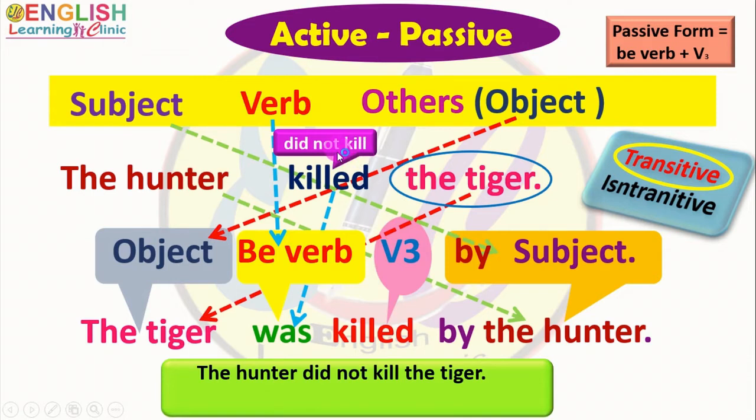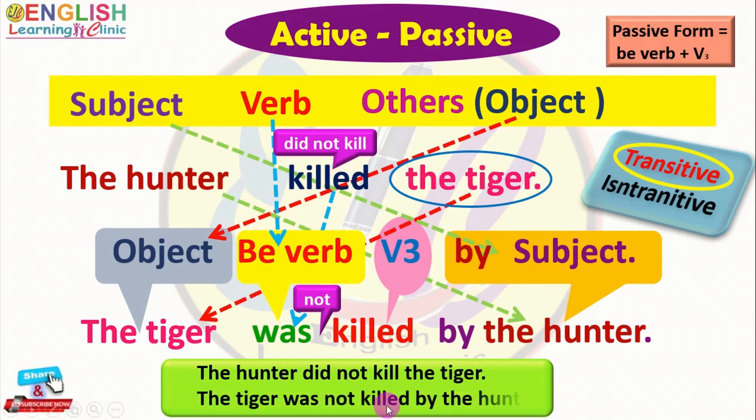To make it passive voice, the procedure will be the same. The only difference is that the adverb not will be placed just after the form of the be verb. So, the passive form of this sentence, the hunter did not kill the tiger, will be the tiger was not killed by the hunter.